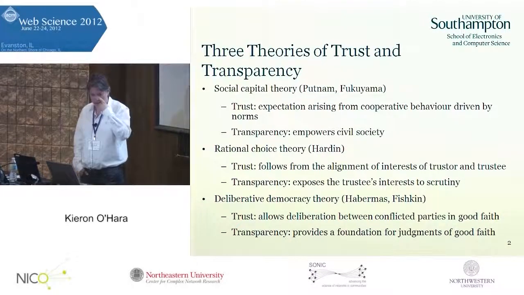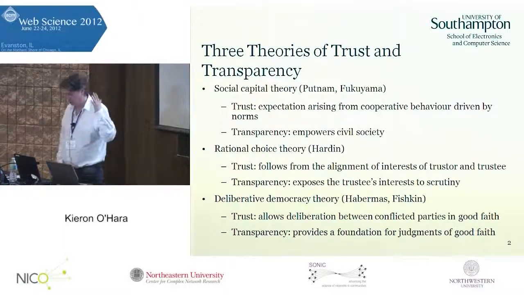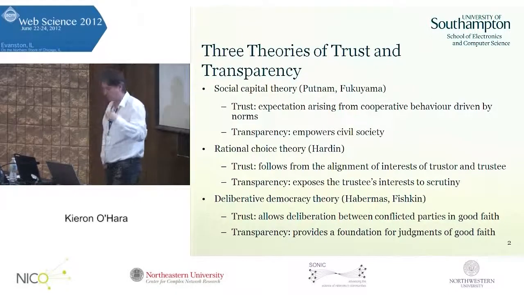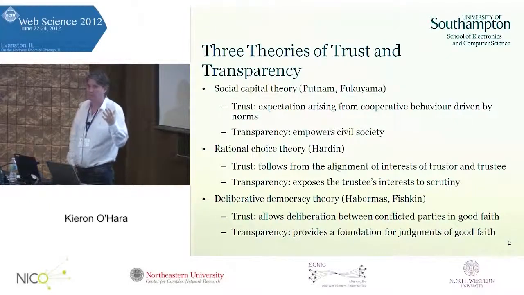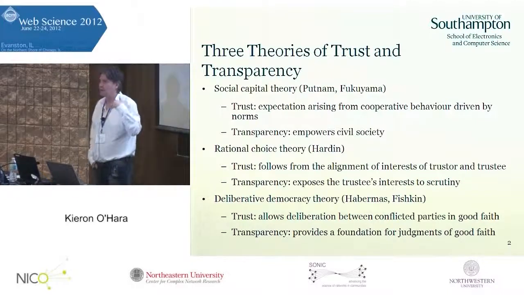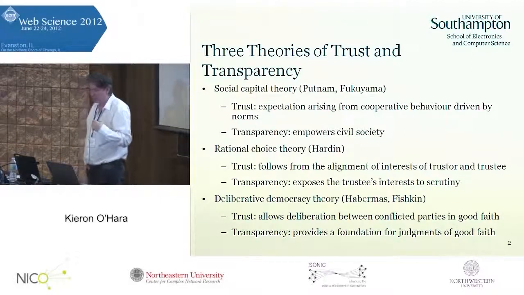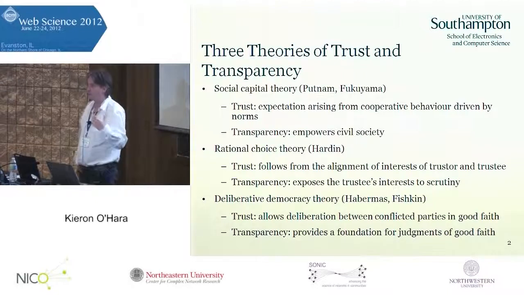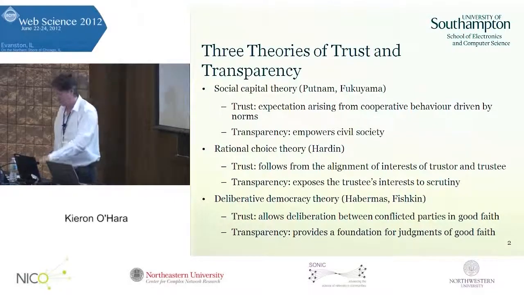And then the third theory I use is deliberative democracy theory. So kind of wave Habermas around at this point, but Rorty might be another possibility. But here, trust allows deliberation between conflicted parties to take place in good faith. So everyone discusses their problems, there's proper deliberation, it takes place in good faith. We know that all the cards are on the table, and everyone at least knows that the discussion is open and honest. Transparency obviously provides a foundation for those judgments of good faith, so we know that all the cards are on the table. We know that there are no hidden cards being held back.